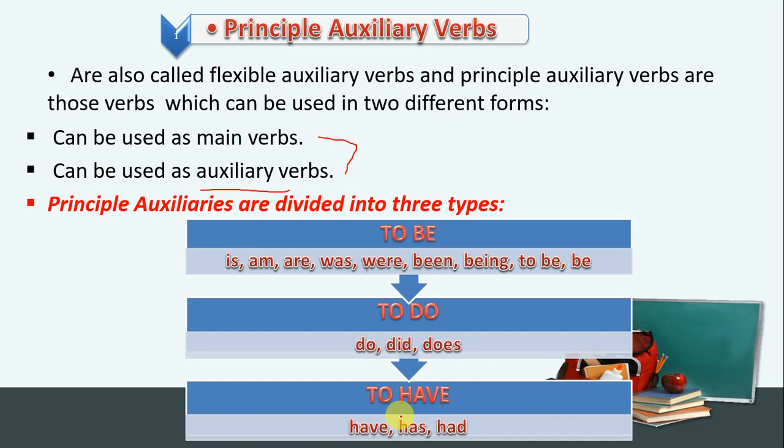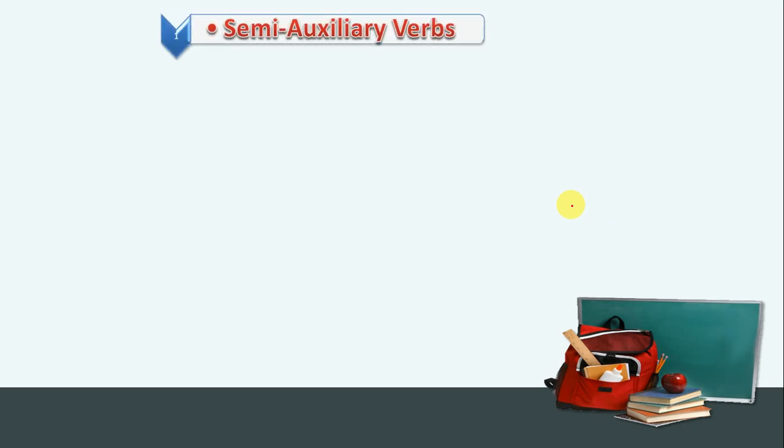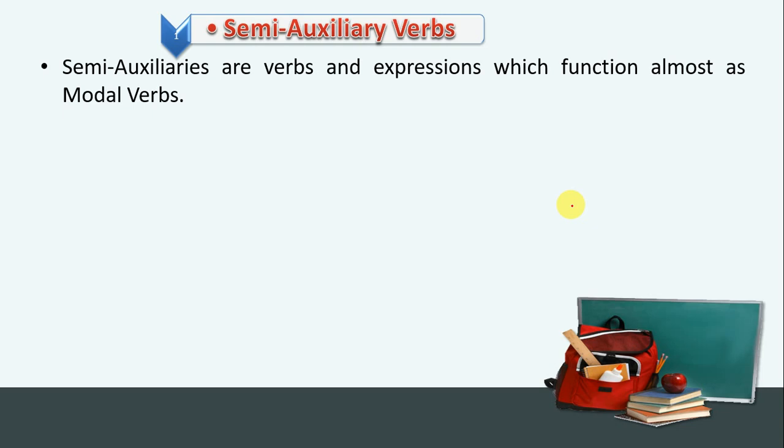Now let's move on to the next type of auxiliary verbs, which are semi-auxiliary verbs. What are semi-auxiliary verbs? Semi-auxiliaries are verbs and expressions which function almost as modals. They can also be called semi-expressions. They function almost as modal verbs.